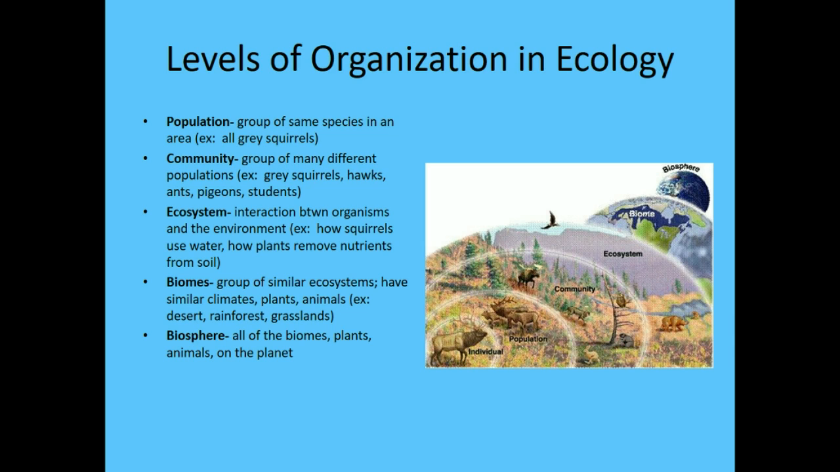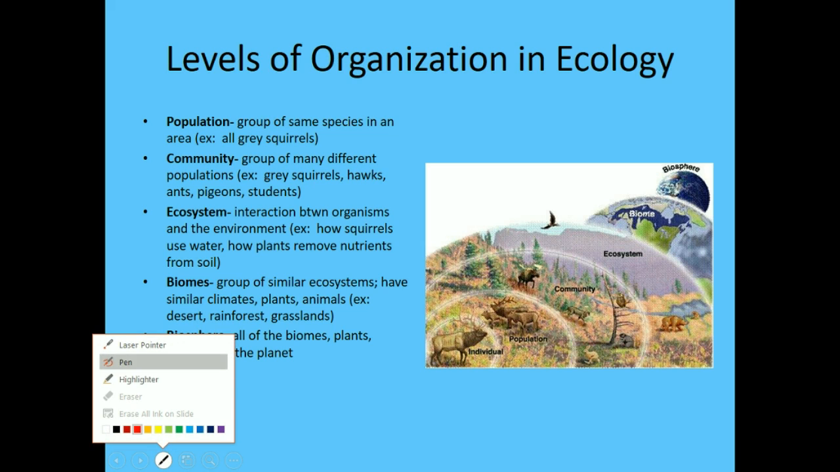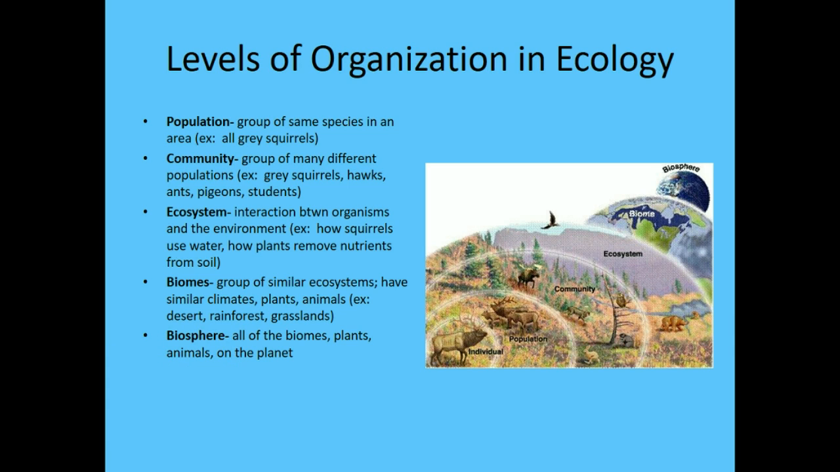Alright, so first we're going to start with the levels of organization, and we talked about these in the very first video when we talked about the levels of organization. But you start with population, and an important thing is a population is the same species in the same area. Okay, then you have communities, which is several populations together. Then the ecosystem, this involves both the living and the non-living things.